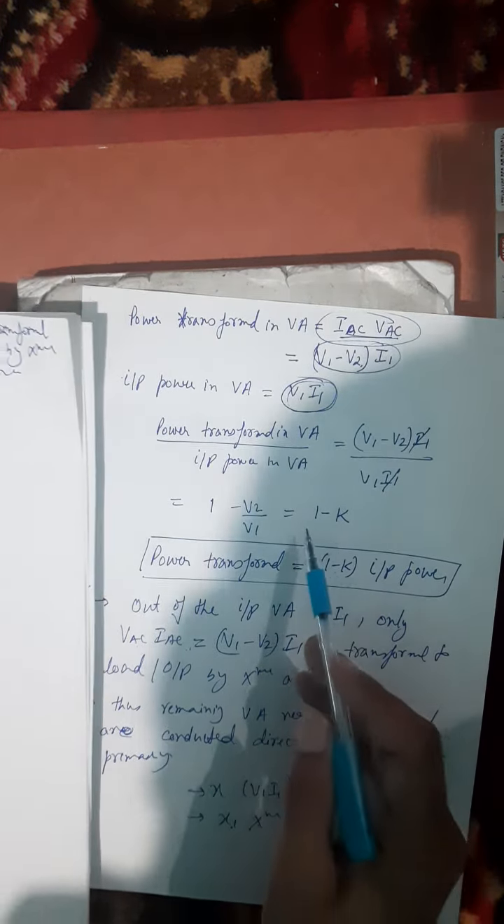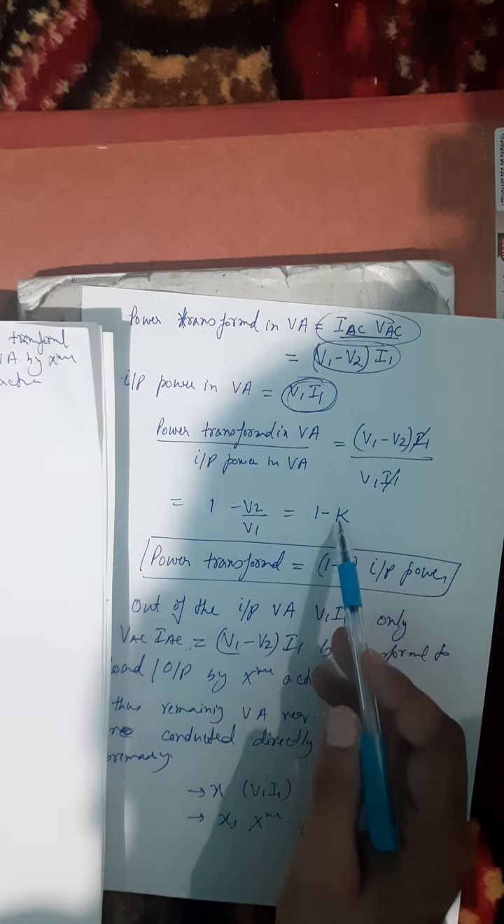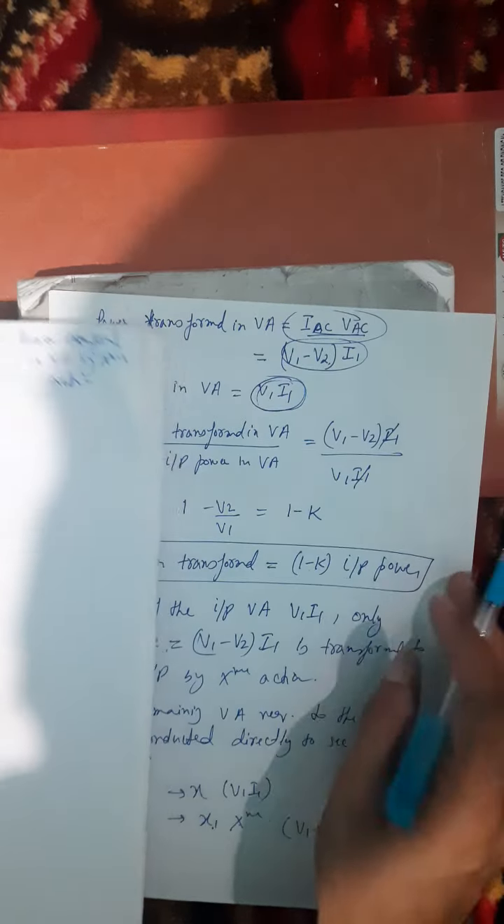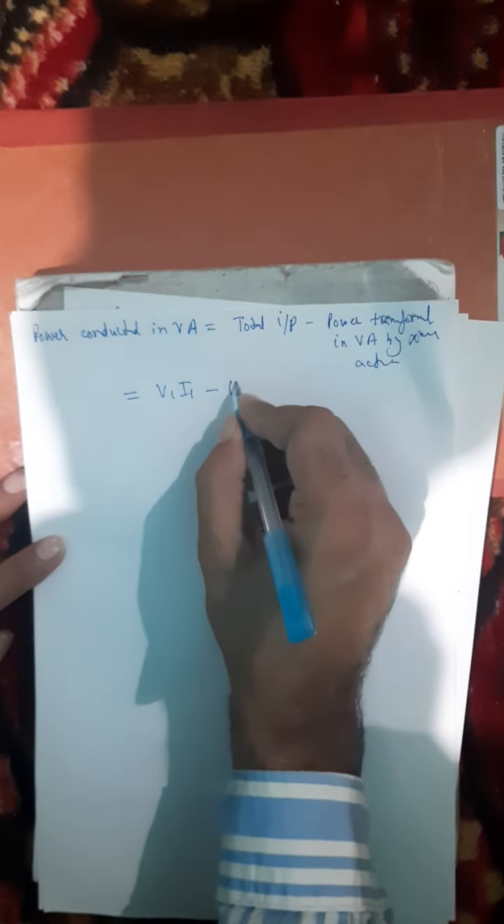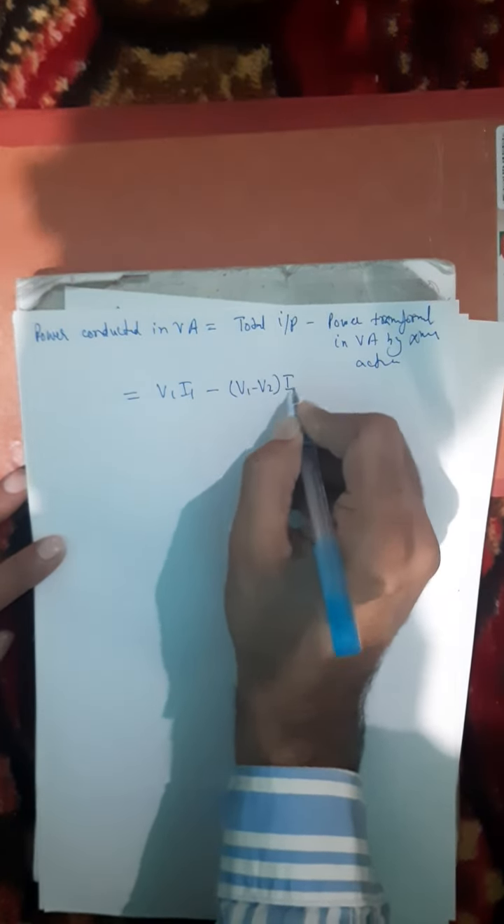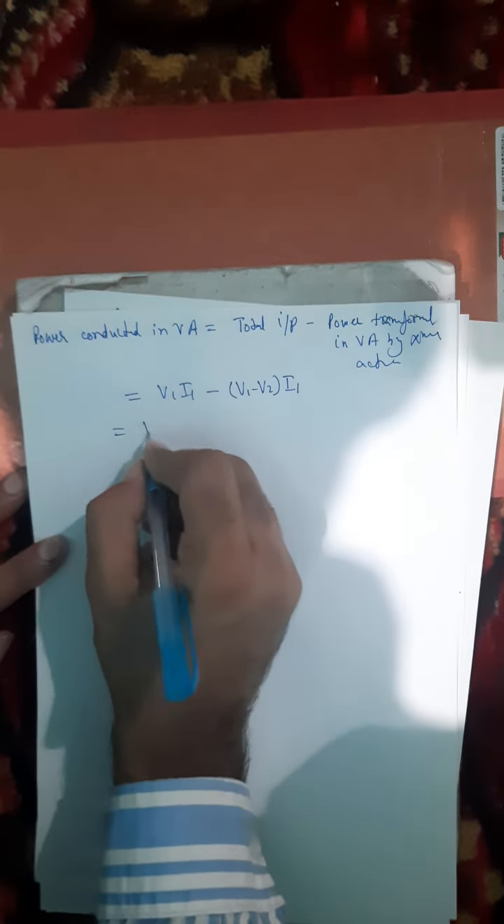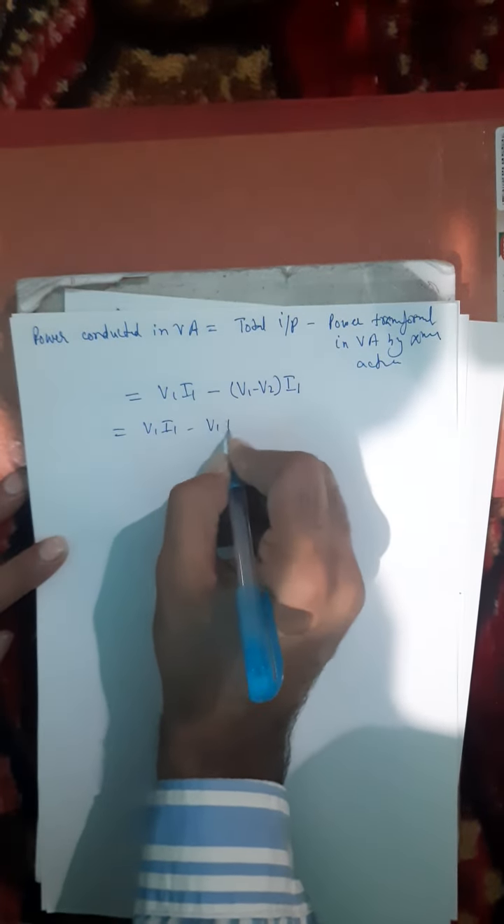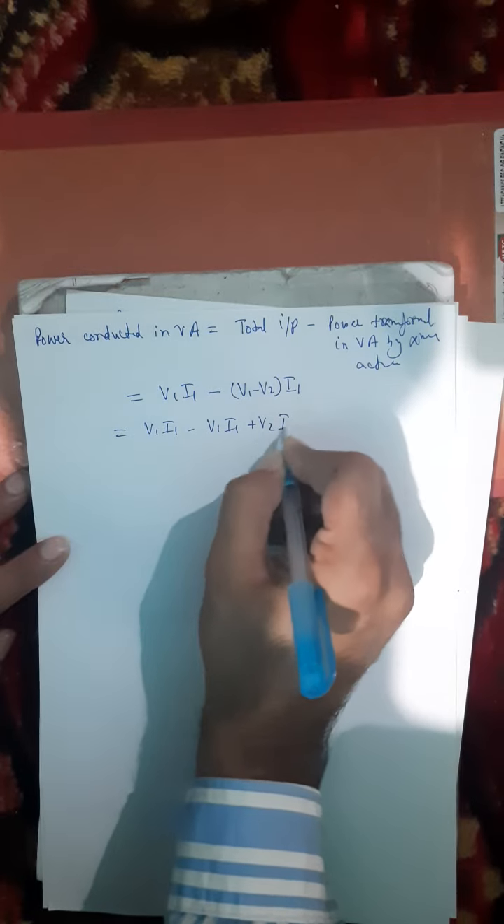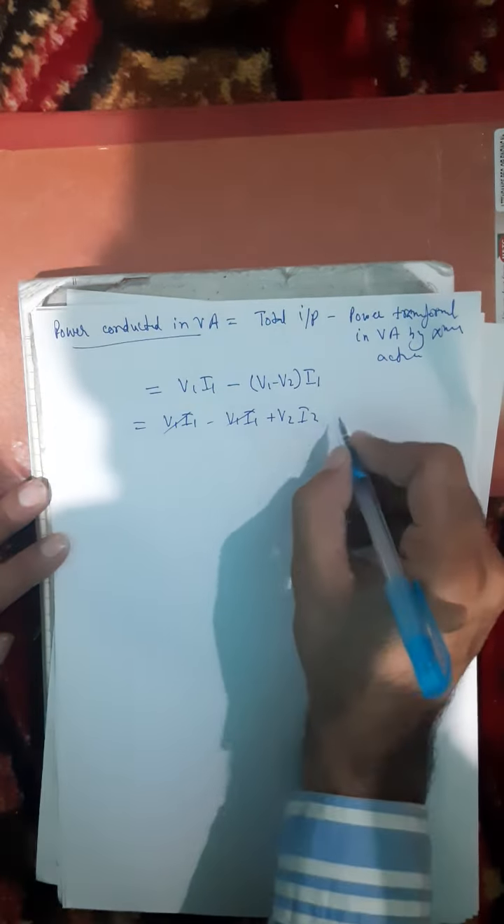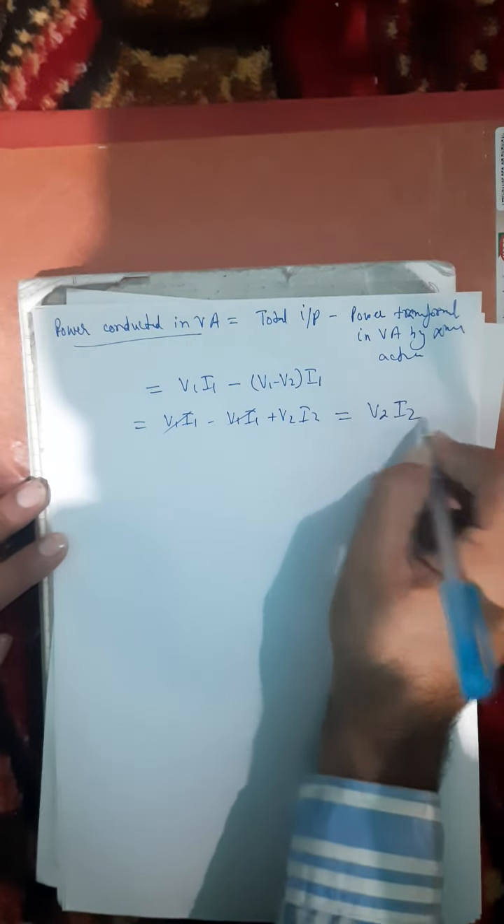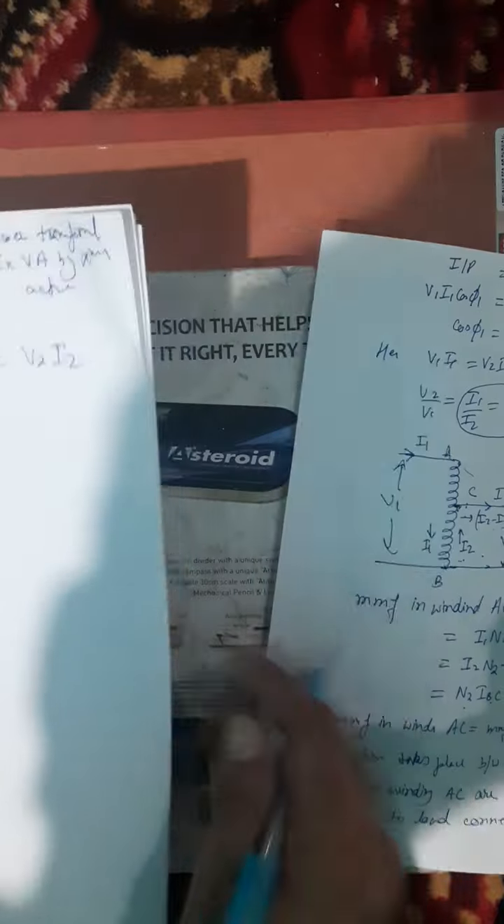It is given by the formula (1 minus K) into input power, or it is given by (V1 minus V2) into I1. So I will write that formula. It is given by (V1 minus V2) into I1. So further writing it, V1 I1 minus V1 I1 plus V2 I2. So this will cancel. So I am saying that the power that is conducted directly to the output is given by V2 I2, means through this part.